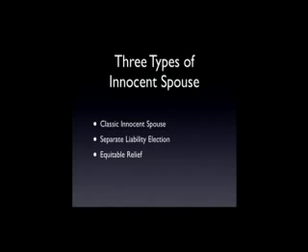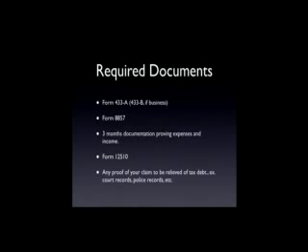The third type of innocent spouse is what's called equitable relief. That means essentially that even though you don't qualify for one of the first 2 types of innocent spouse relief, it's unfair to hold you responsible, or it would create an economic hardship to force you to pay. That means essentially that you don't have the means to repay the liability, and that's a key factor in equitable relief.